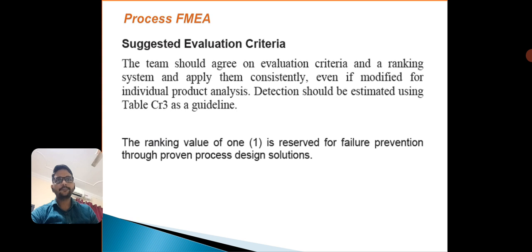Next is suggested evaluation criteria. The team should agree on evaluation criteria and ranking system, and apply them consistently, even if modified for the individual process analysis. Detection should be estimated using the table or AIAG guideline. The ranking value of 1 is reserved for failure prevention through proven process design solutions.